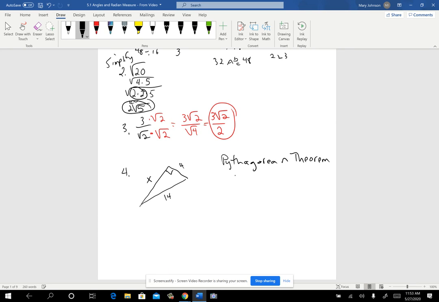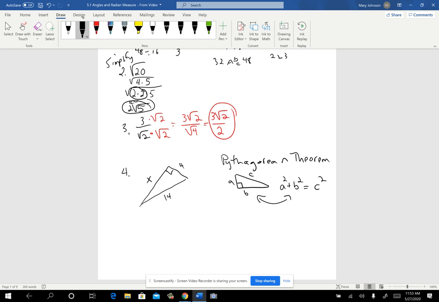And what it says is if you have a right triangle, okay, then if you take the two shorter sides and square them and add them up, they would equal the square of the bigger side. It goes both ways. If that relationship holds true, you know it's a right triangle. And if you have a right triangle, you know you can say that.